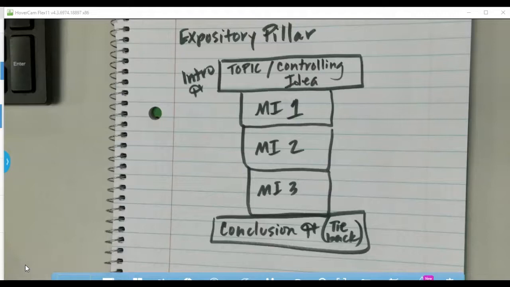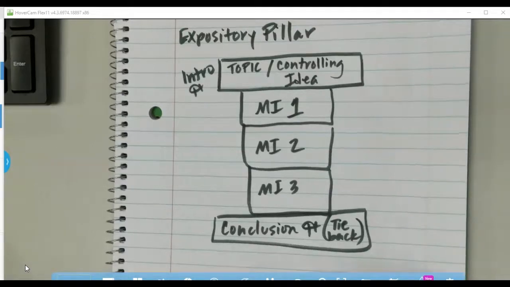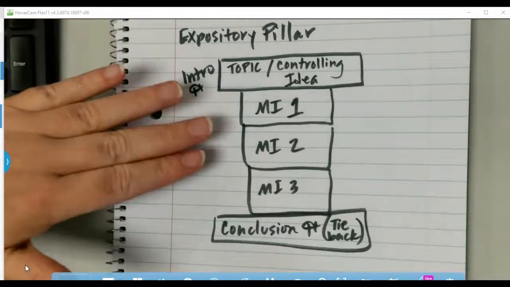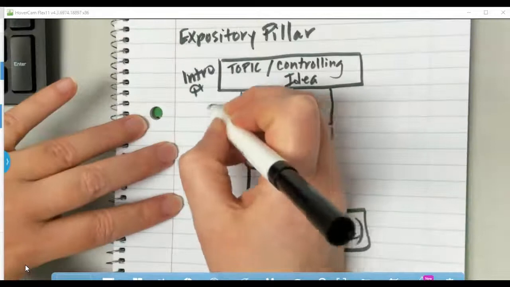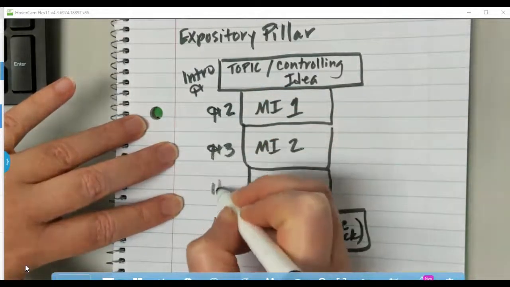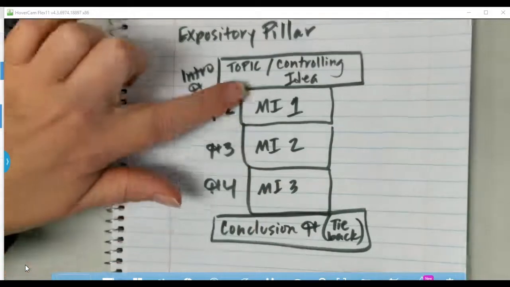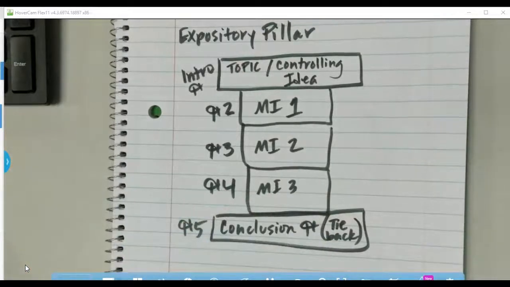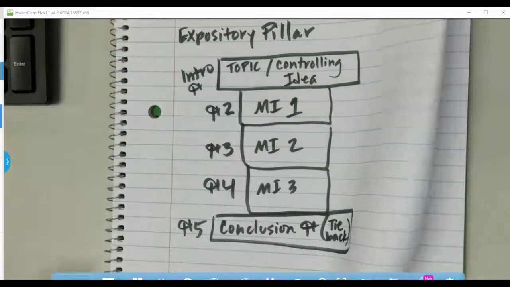So we talked about this in the very first 6 weeks, but I just wanted to kind of review it. So basically in our expository pillar, we have our introductory paragraph that has our lead, our hook, and our topic and controlling idea. Paragraph number 2, and paragraph number 3, and paragraph number 4 are our main ideas. Our first main idea, second main idea, third main idea, and then this 5th paragraph is our conclusion paragraph. Now, we might not have 5 full paragraphs, but we should at least have 3 full paragraphs. And so we're going to be working on that throughout the next 6 to 8 weeks, okay? But today, that's just a little review.